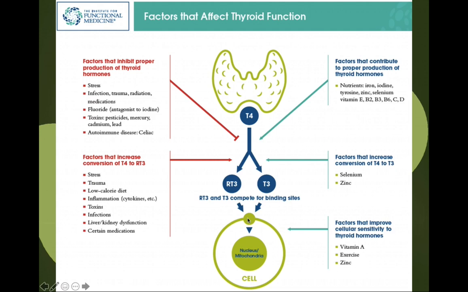And all reverse T3 does is it competes with T3 by binding to the same receptor site. So you may have normal T3, but if you have more reverse T3 in relationship, then reverse T3 makes it to the receptor site and it does nothing. Reverse T3 just blocks it. So the effects of T3 don't work.